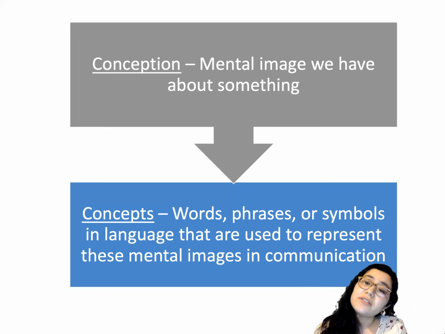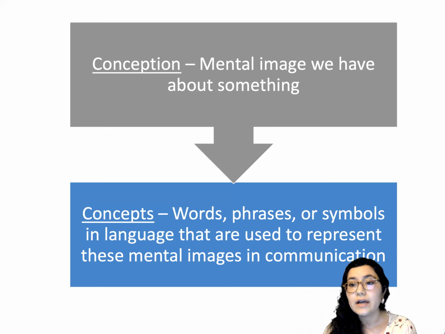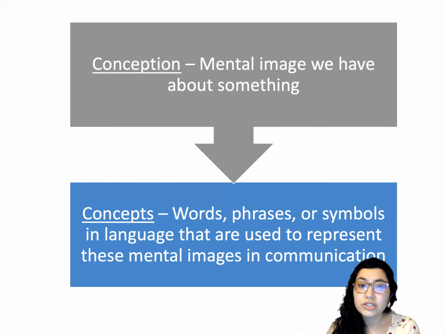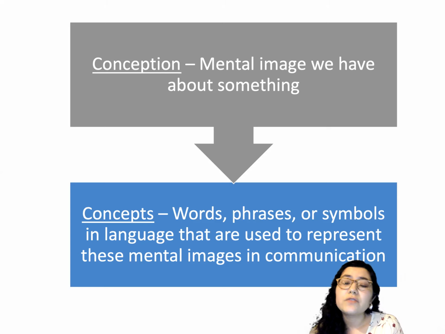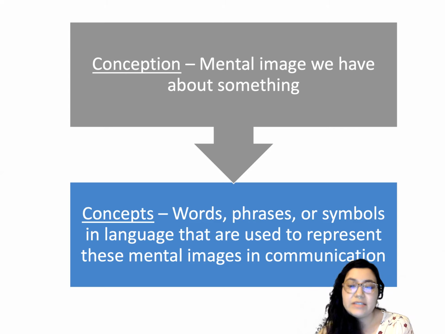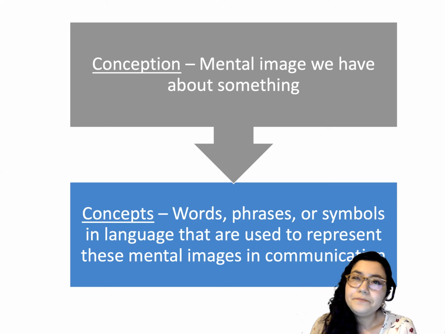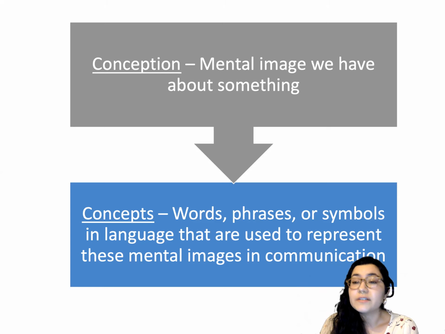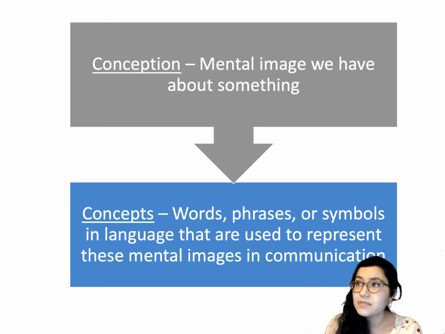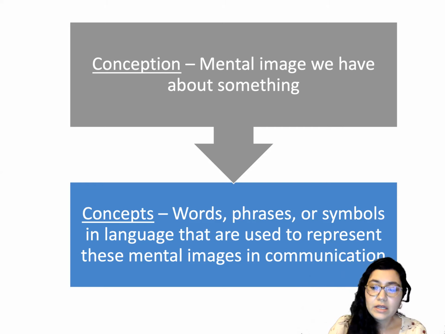So a conception is a mental image we have about something. If you think of one of the biggest criminal justice theories, social disorganization, when we think of disorganization, we all have a different mental image of what that might look like in our head. And concepts are words, phrases, or symbols in language that are used to represent these mental images. So I may imagine broken windows, or I may imagine lots of people in an area, or maybe disorder to me is not having that many people in an area. So there is some variability when we think about these larger abstract concepts of what they look like.